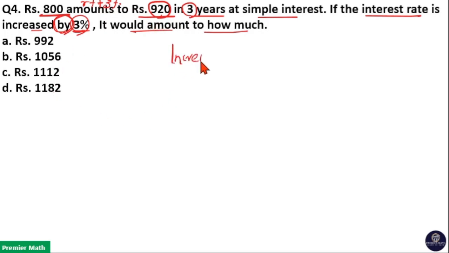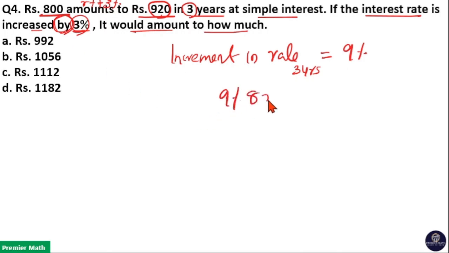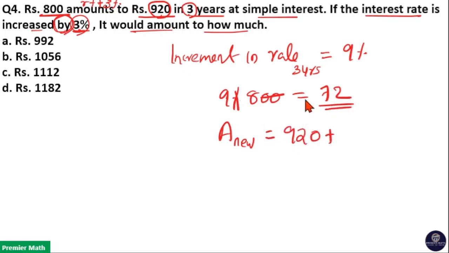Here, the increment in rate for 3 years is equal to 3 into 3, 9%, and this 9% is for this 800 rupees, that is the principal. Now zeros and percentage get cancelled. 9 into 8 is equal to 72 rupees. So this 72 rupees is the new interest added because of this 3% rate increment for 3 years. So the new amount is equal to the current amount 920 plus 72 rupees. New interest added is 72 rupees. So total becomes 992.